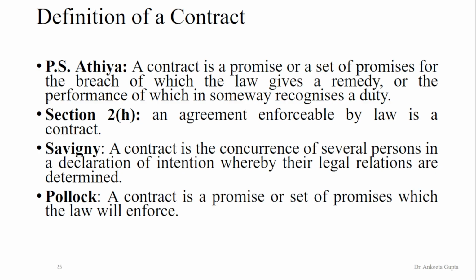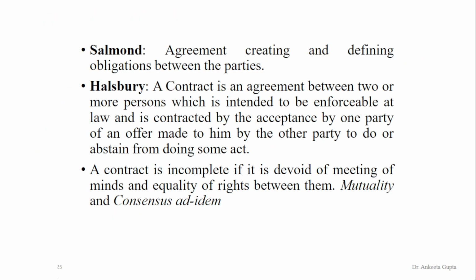And this takes me to the next definition, where Pollock says that a contract is a promise or a set of promises which the law is going to enforce. This is in line with Atiyah, but Pollock goes one step backward, wherein he is not even talking in terms of a duty. He says, no, if you've made a promise, it has to be enforced. It has to be adhered to.